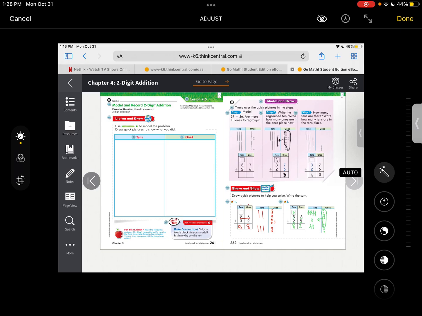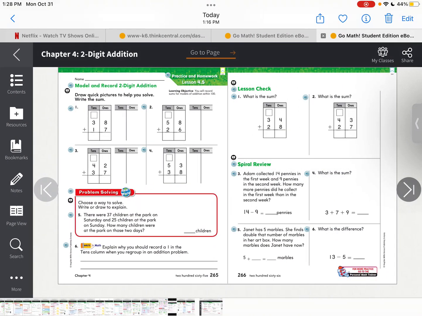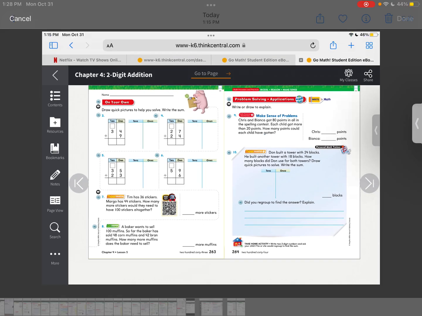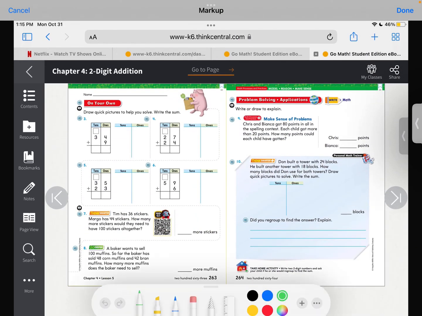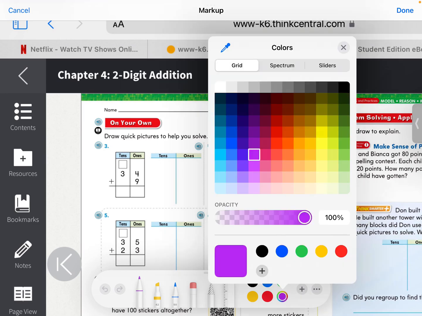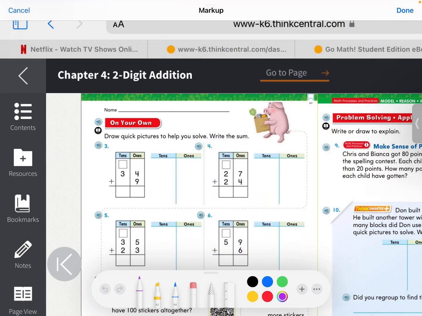Okay. All right, we can turn our page. Okay, we're ready to look at page 263. Okay, the directions are still the same. We're going to draw quick pictures to help us solve. So my problem, my math sentence is 34 plus 9. I'm going to draw my add-in. So I'm going to draw 34. I'm going to draw my other add-in, which is 9.